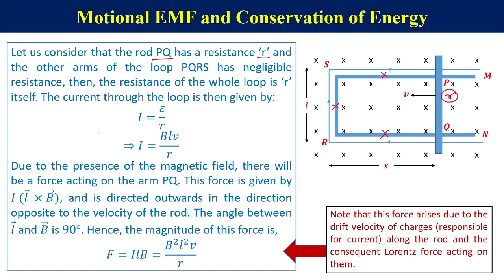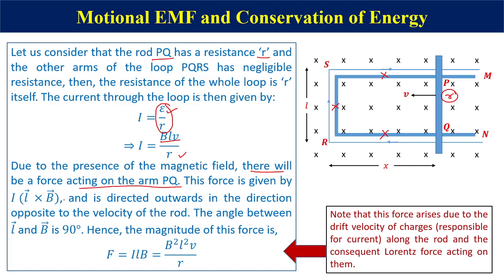In that case, if I is the current flowing in this loop because of the change of flux and the induced EMF, what will be the value of this current I? That will be given by the ratio of the induced EMF to the resistance. So I is equal to the induced EMF, which we have already found to be BLv, upon r. Now once again I have to consider this Lorentz force. Due to the presence of the magnetic field, there will be a force acting on the arm PQ.